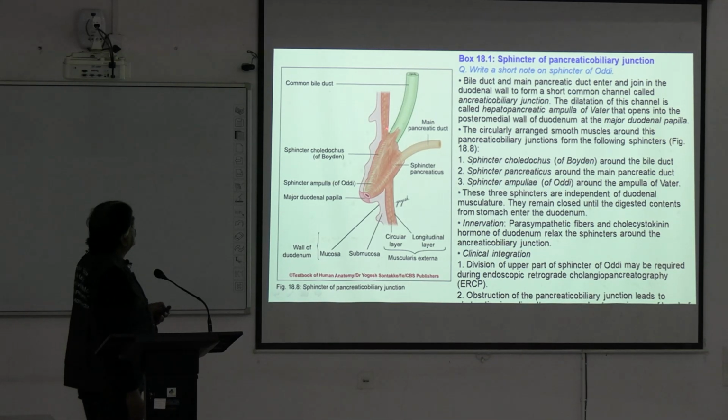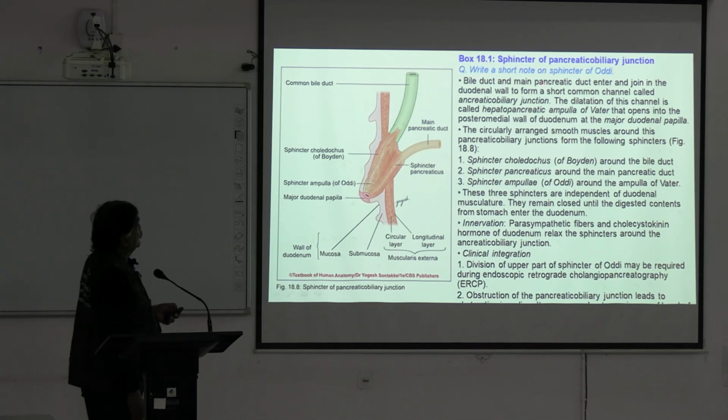You see, just remember the picture. This is the submucosa, this is the major duodenal papilla, this is the duodenum, and this is the common bile duct. This is the pancreatic duct. The sphincter is open, and this is the wall of the duodenum: mucosa, submucosa, circular layers and longitudinal layers of muscularis externa.